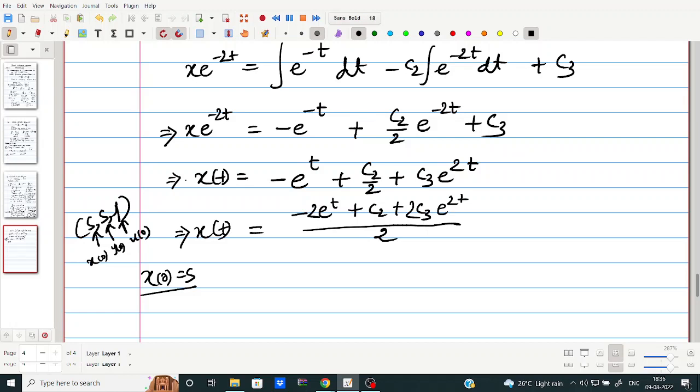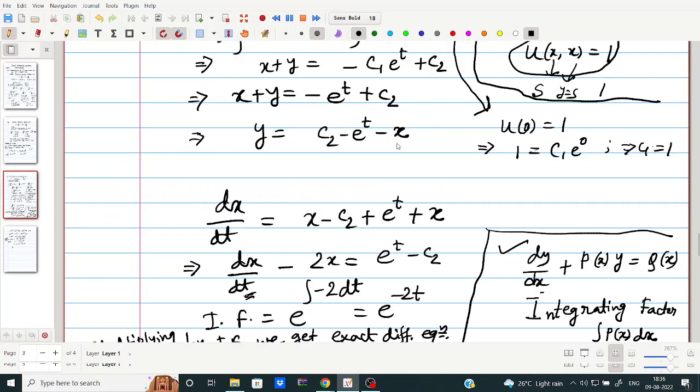Okay, then my y is what? Let me go to this slide. What I got is y equal to c2 minus e power t minus x. So I will put the x value here to get y. So I got y equal to c2 minus e power t minus x.